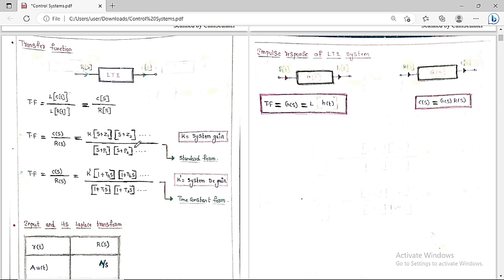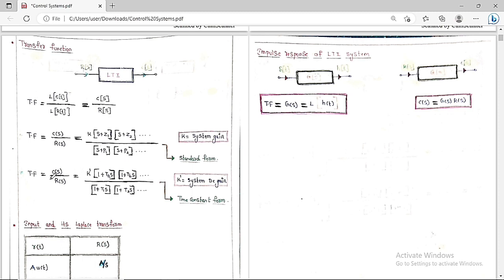The numerator roots are called the zeros, and the denominator roots are called the poles. So you will always keep that in mind: the numerator roots are called the zeros, and the denominator roots are called the poles.